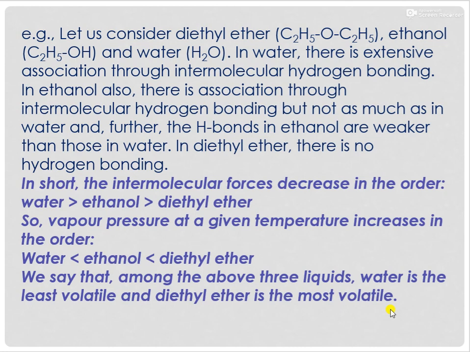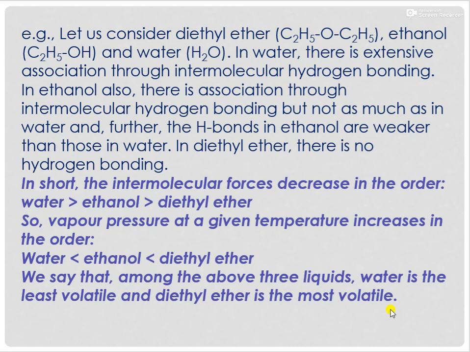Then let us consider the example of diethyl ether, ethanol and water. Let us consider the intermolecular hydrogen bonding in these three liquids. In the case of water, there is extensive association through intermolecular hydrogen bonding. But in the case of ethanol, there is association through intermolecular hydrogen bonding, but not as much as in the case of water. Ethanol is C2H5OH, and in the case of diethyl ether, C2H5OC2H5, there is no hydrogen bonding.